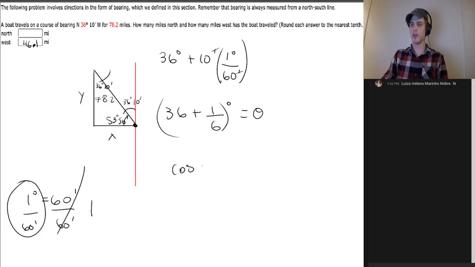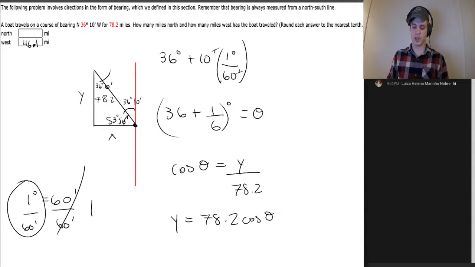So the cosine of theta equals y over 78.2. And same procedure, we'll multiply both sides by 78.2. And we get y equals 78.2 times the cosine of theta. And that theta is the 36 plus 1/6. So it's really easy. I can just go back to the original, the thing I just typed, and change that for cosine. And so we get 63.1.